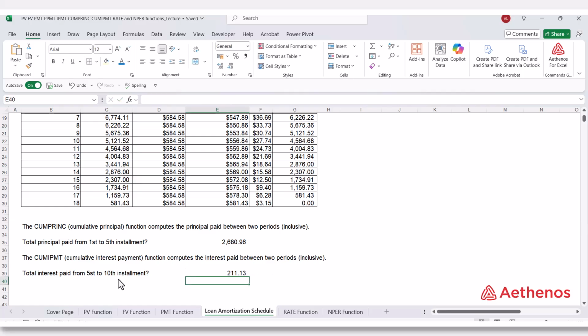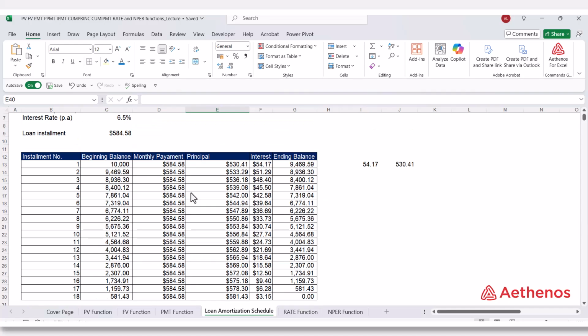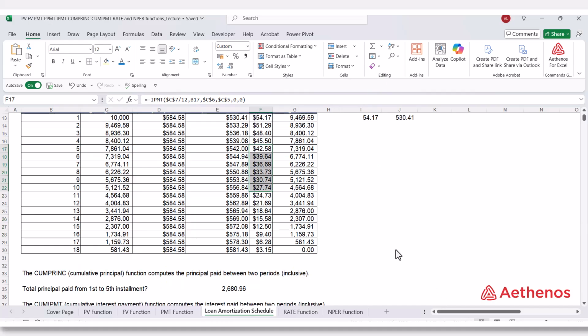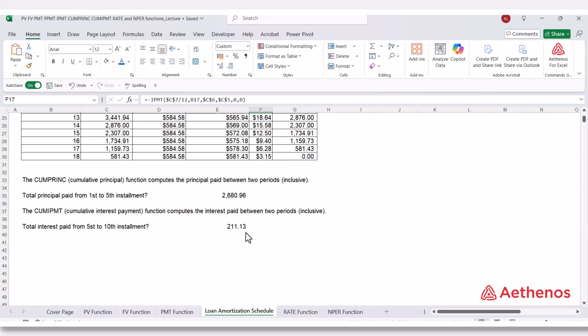And press enter. So we got 211.13. That's from the 5th to the 10th. So let's check that. 1, 2, 3, 4, 5, from here to 10. So this total is 211.13, which is the same answer we got using the function. So that is correct.